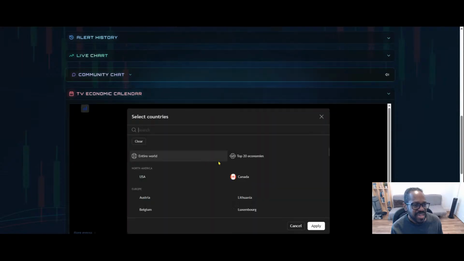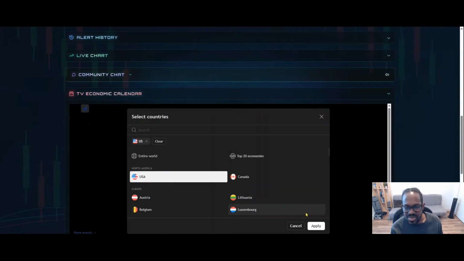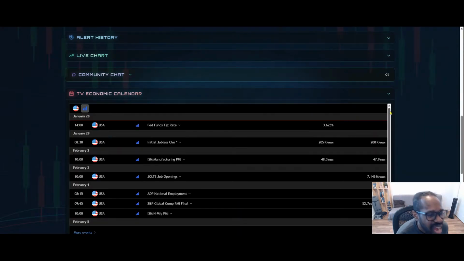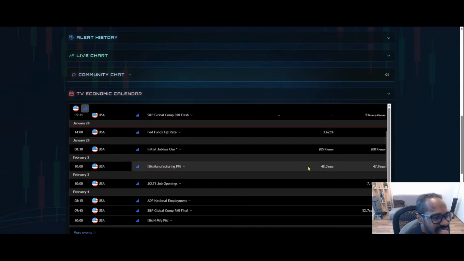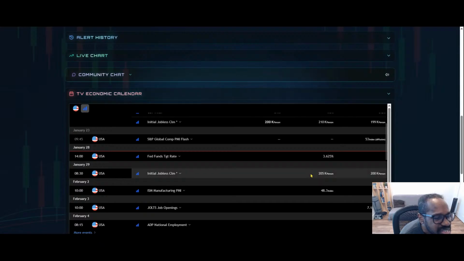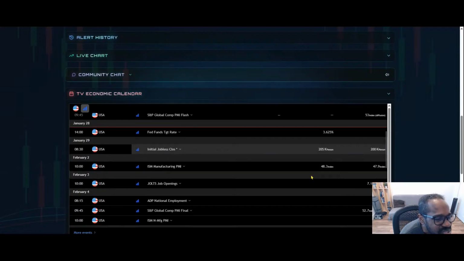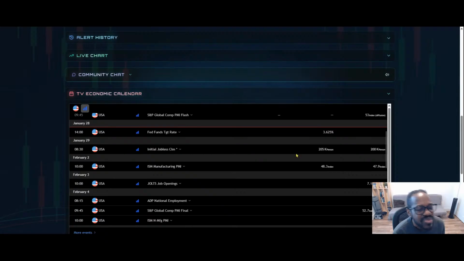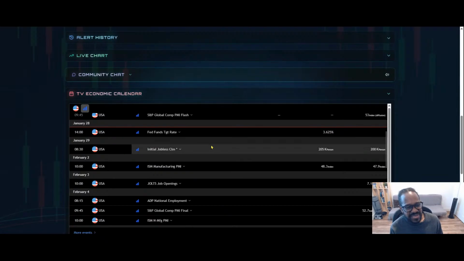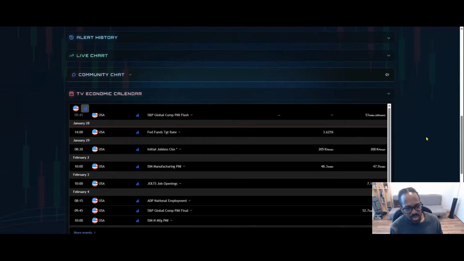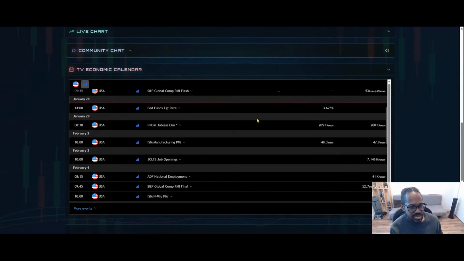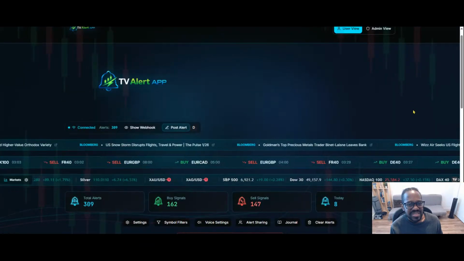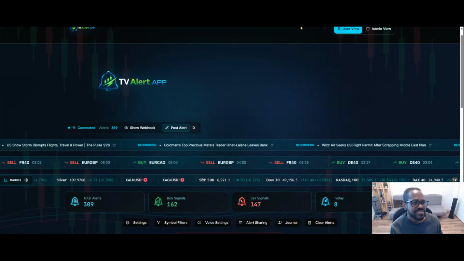Then at the bottom, you have the TV Economic Calendar. This provides you with the high impact news for the day. For now, let me check here, the next high impact news is on the 28th. So from now until then, we don't have any high impact news. Wednesday is the 28th, so that will be the next high impact news day. So that's perfect. This is the TV Alert app.